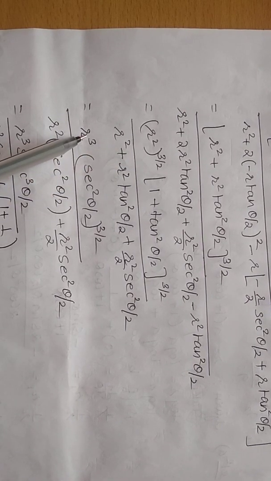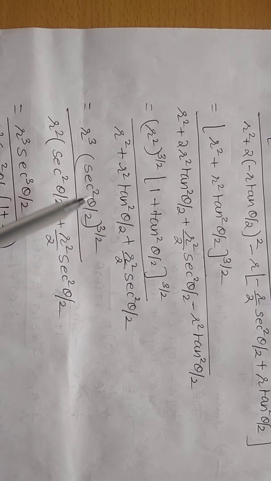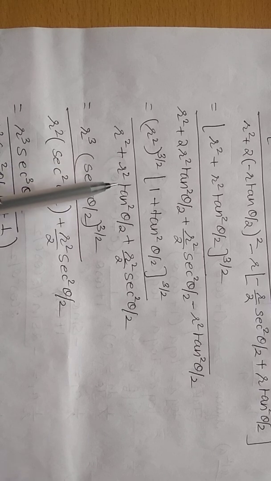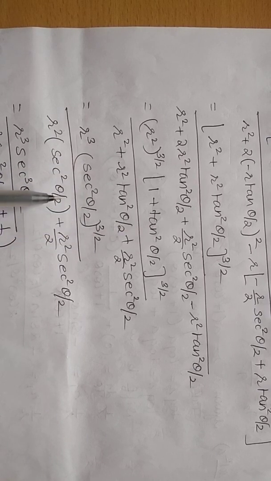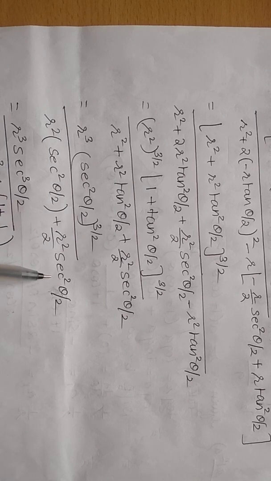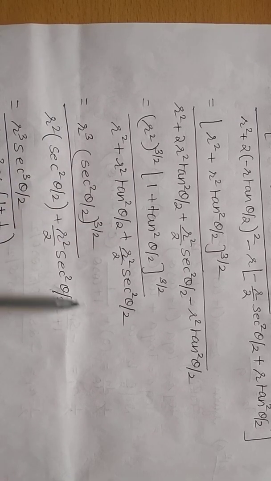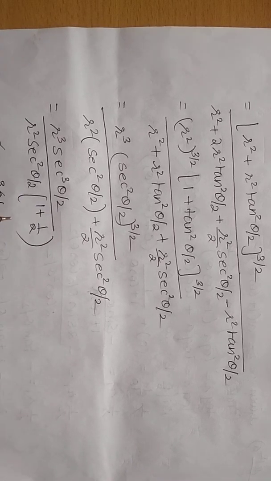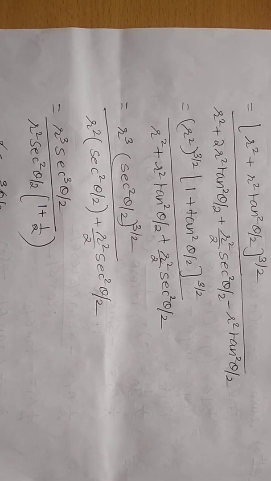We remain with r cube. 1 plus tan square is sec square, raised to 3 by 2. Taking r square common, I will remain inside with 1 plus tan square theta by 2, which will give you sec square theta by 2, plus r square upon 2 sec square theta by 2. You can omit some of the steps directly once you get familiar, but before you get familiar, don't skip any of the steps.